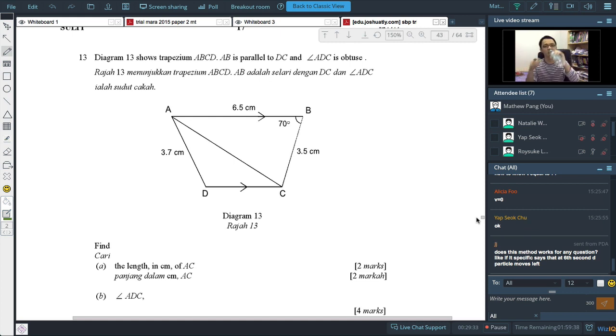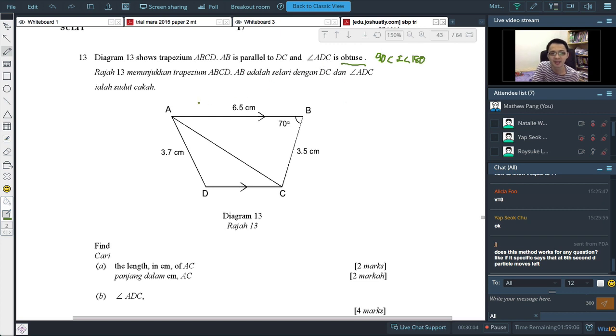Okay, first he asks you to find the length of AC, and I just roughly read the question. This is trapezium ABCD, and AB is parallel to CD. The question tells you the angle ADC is obtuse. Obtuse is the angle between 90 and 180, more than 90, less than 180. So where is ADC? This angle will be obtuse.